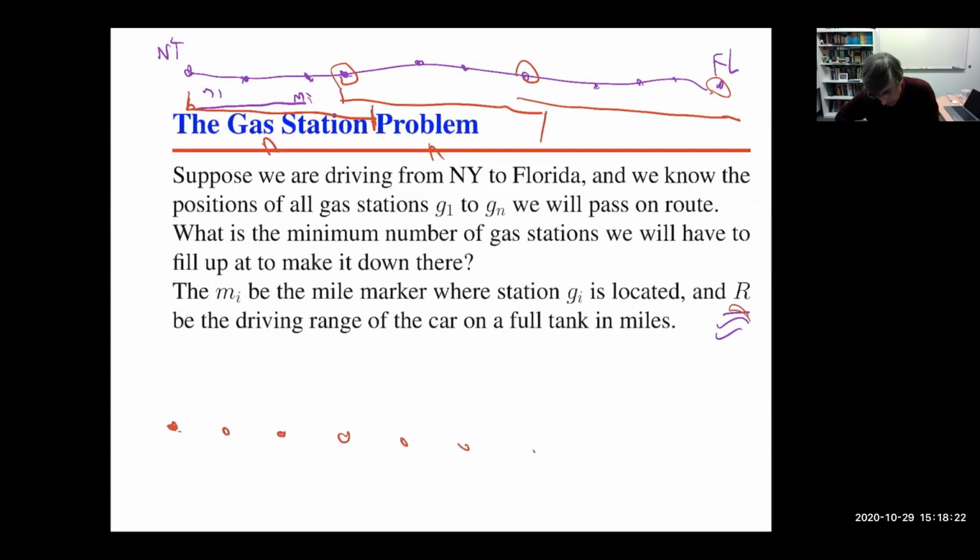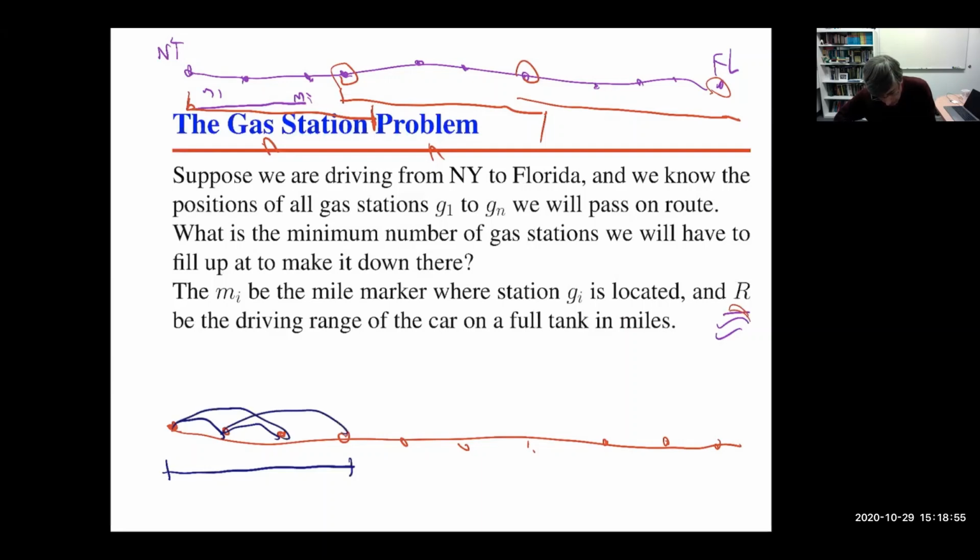Can anyone think of a way to solve this problem as a graph problem? Just to remind us of stuff that we know about. Any ideas? What if I build a graph where I add an edge between any two places that are within my distance of R of each other? I can get from here to here with an R, here to here with an R, here to here with an R, here to here with an R. Does everybody agree with that?